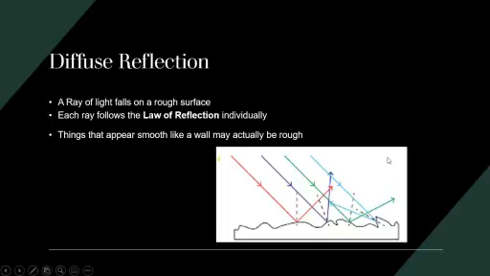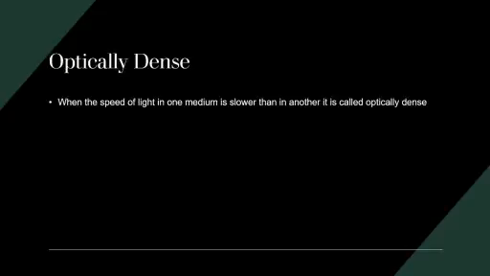As you see here, you've got four rays that hit, and there are four different normals. These dotted lines are all the normals, and you see they're all at different angles. And so the light coming off of it comes off at different angles. And that's your diffusion reflection.